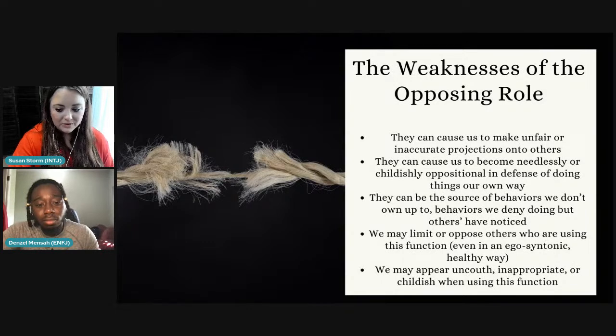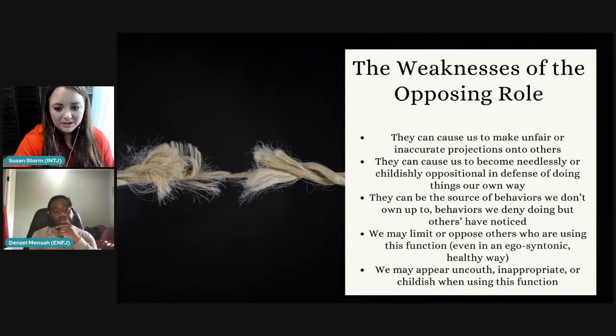So there are weaknesses of the opposing role. We talked about that last week, but I just wanted to give a really brief overview this week because I think it's important to remember. The opposing role can cause us to make unfair or inaccurate projections onto others. Because we interpret this role as oppositional, we tend to see other people using this role. We can see what they're doing as oppositional, even when it's not intended to be. So if you are, say, an extroverted thinking dominant type, an ESTJ, you might see INTPs or ISTPs as oppositional sometimes. You might misinterpret what they're doing when they're expressing introverted thinking as oppositional. That's one way that you can project that onto others.